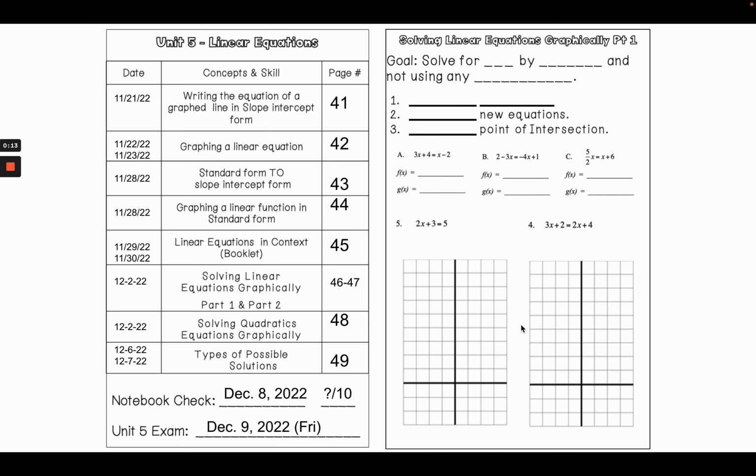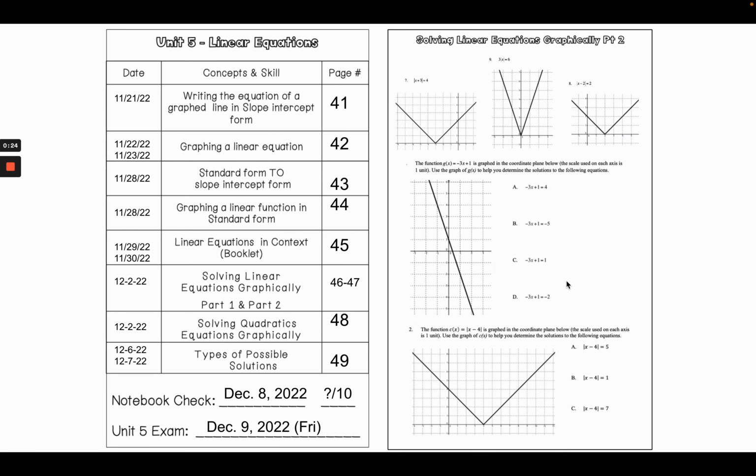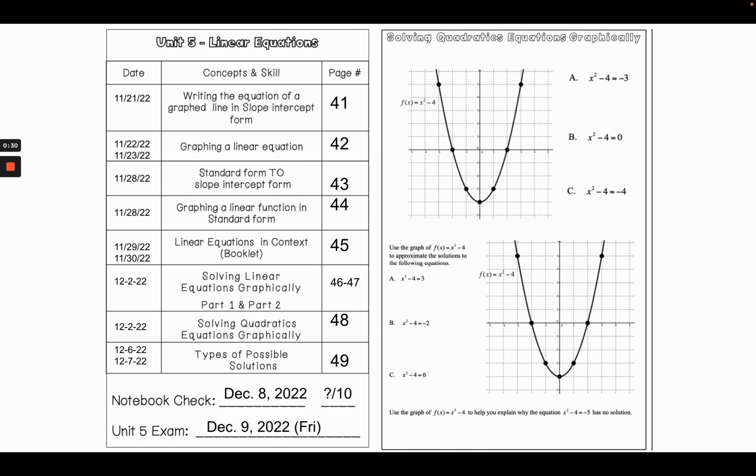So this is what the first graphic organizer looks like, and you will need a pencil, a straight edge, and two different color highlighters. For this second graphic organizer, you're going to need a pencil, a straight edge, and four different colors. And then for our third one, you'll need a pencil, a straight edge, and three different colors. So go ahead and gather your supplies and get your graphic organizers, and let's talk about solving equations graphically.